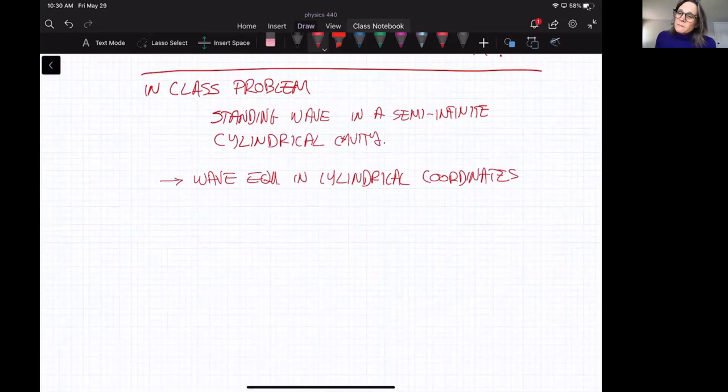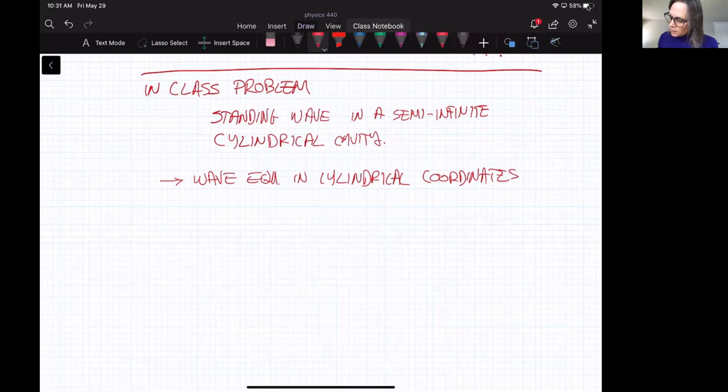And the semi-infinite part of it just means that even though we're going to ignore much of what happens in terms of the z solution, it does mean that the function can't be infinite at r equals 0. Okay.